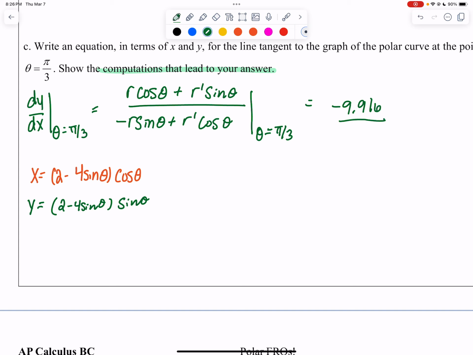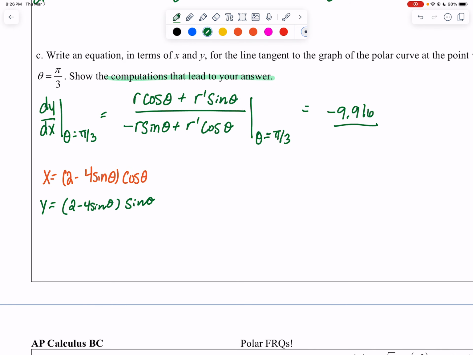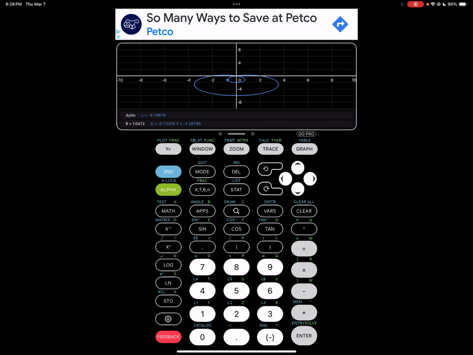All right, so that's done. We need to now figure out what my value of x is and what my value of y is. Sorry, since it's just in terms of x and y, we're not taking any derivatives here. But what we are going to do is plug in pi over 3 here and pi over 3 here and see what we get in terms of x and y. And that there actually has it right here in terms of x being negative 0.73205 and y being negative 1.26795.